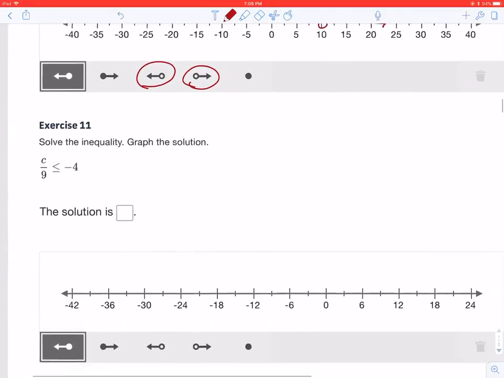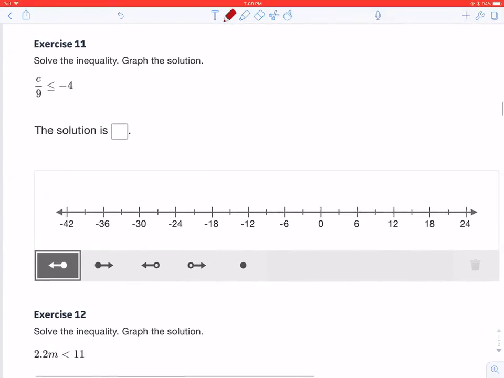So hopefully exercise 10 gives you an idea of how to do exercises 11, 12, and so on. For exercise 11, I'm not going to work it out all the way for you. We're doing the same kind of thing. Solving this inequality means getting the variable c by itself, and then we're also going to graph the solution of the inequality. So I'm going to do just a similar problem.